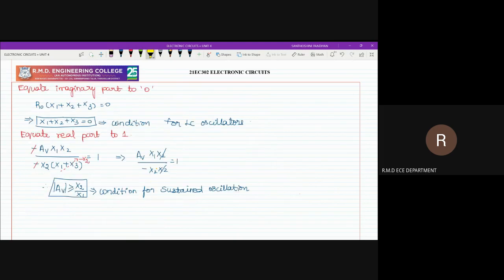So thereby, as my first condition, equating the imaginary part to 0, I am getting this answer, and equating the real term, I am getting this condition. So this is the main important condition for sustained oscillation.